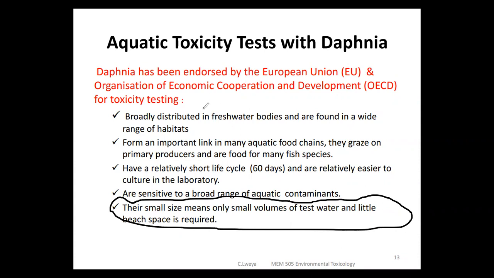So yeah, these are some of the things that you can bring about. You can talk about providing an important link. You can talk about those that have got a short life, among others.